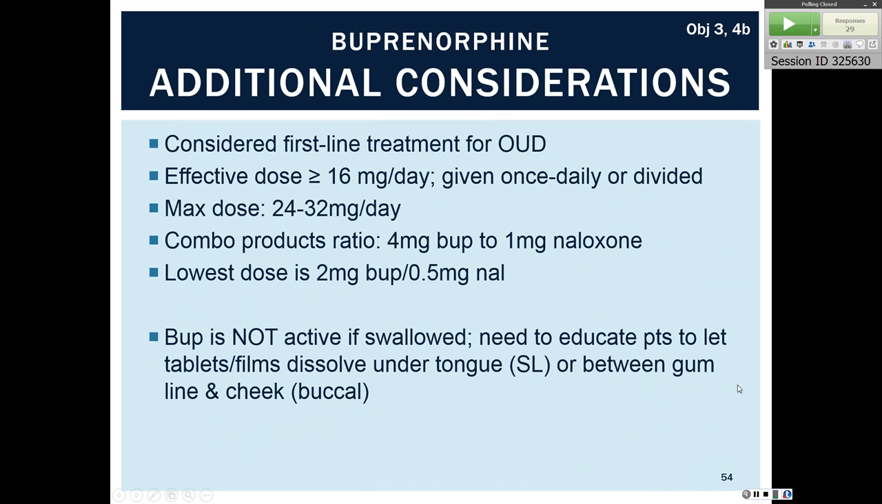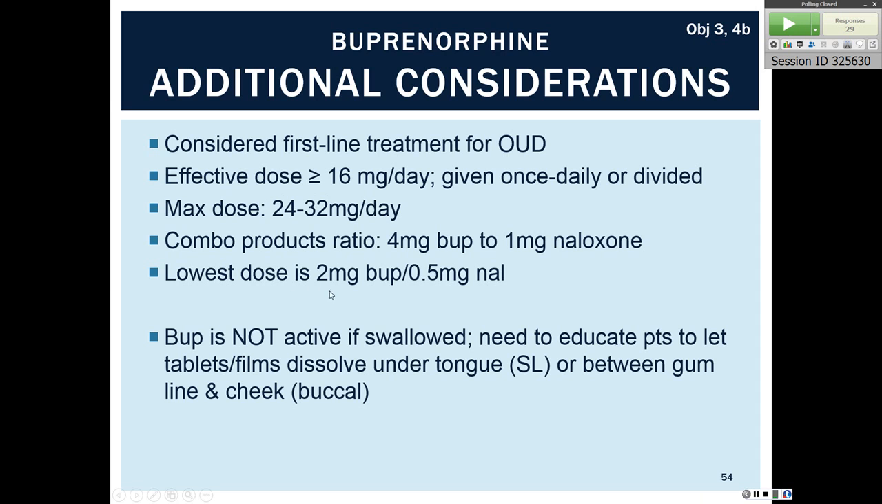So other things to consider, buprenorphine is first-line treatment for opioid use disorder. The effective dose is considered to be at least 16 milligrams a day. That's given either once daily or divided, kind of depends on patient and prescriber preference. Maximum dose is 24, but I've seen up to 32 milligrams a day. Again, after these high doses, you don't see much additional effect. The combo product, the buprenorphine with the naloxone or the Suboxone, the ratio is 4 to 1. So 4 milligrams of buprenorphine to 1 milligram of naloxone.